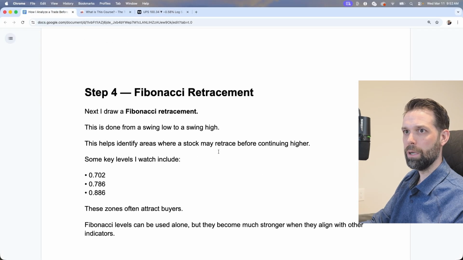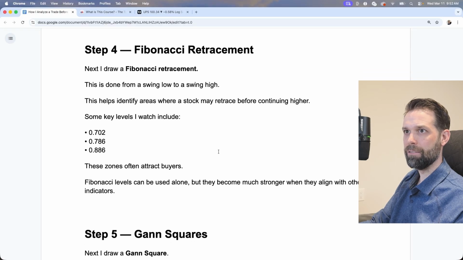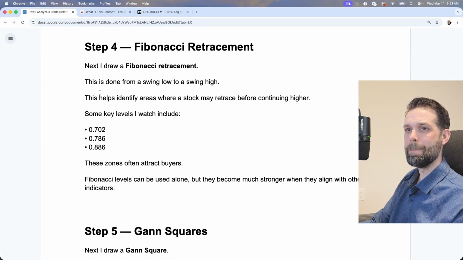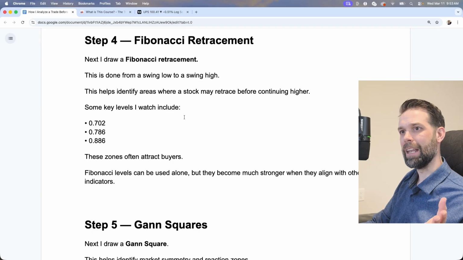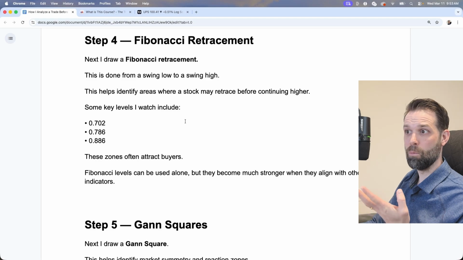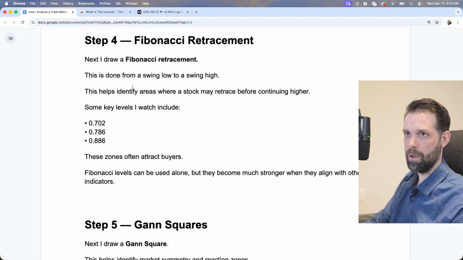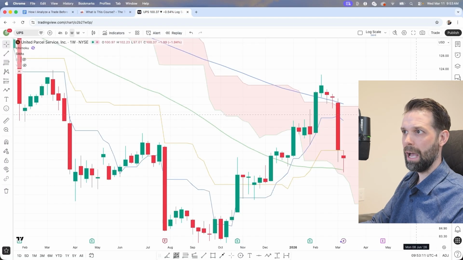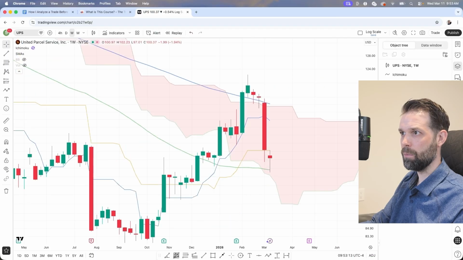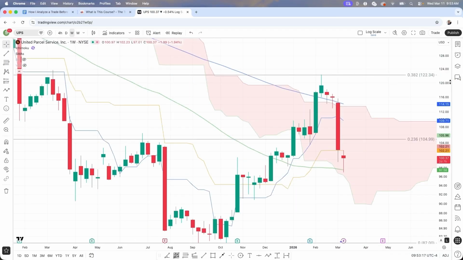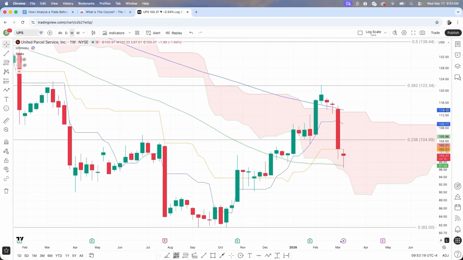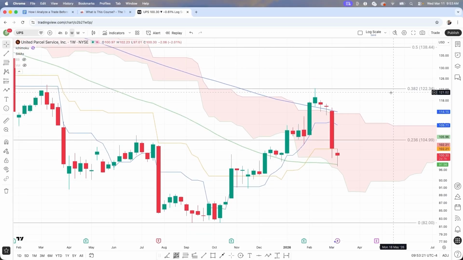Next, what we can do is we can draw a fib retracement. So we draw these from a swing high to a swing low, and we can identify some areas on a stock that are going to potentially act as more support or potentially more resistance. So for this chart, I already have a fib retracement drawn out, and we have a few of them. And one that has been acting as support and resistance is right here on the log scale, 382.